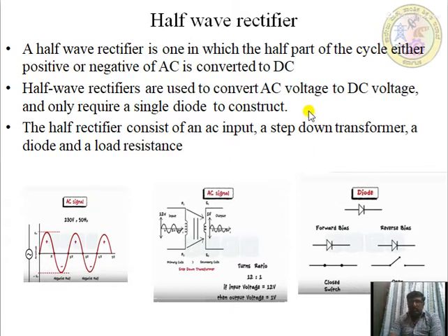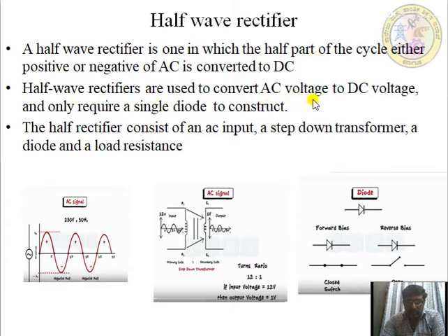First, we will go through the half wave rectifier. A half wave rectifier is one in which half of the cycle, either positive or negative, of AC is converted to DC. So a half wave rectifier means only one diode will be used. We can consider either the positive half cycle or the negative half cycle, but normally we connect it for the positive half cycle.